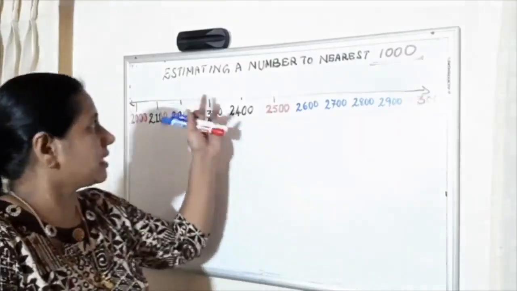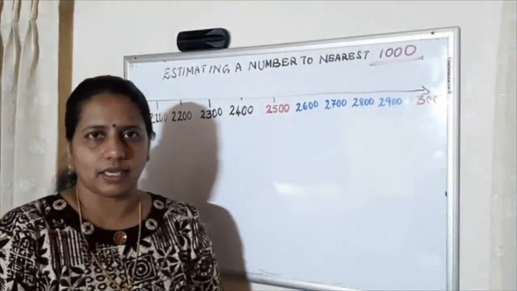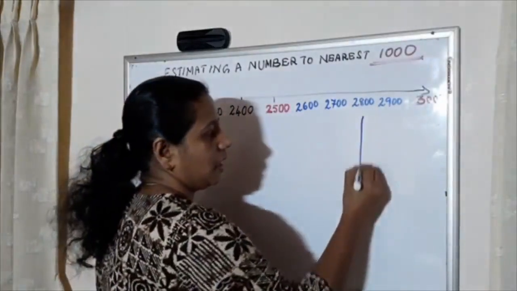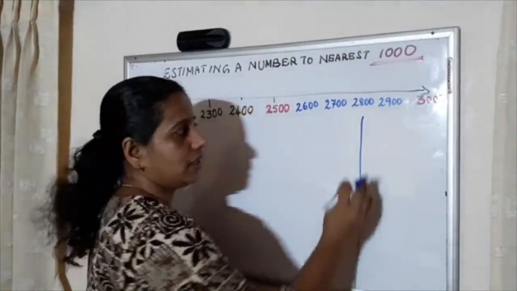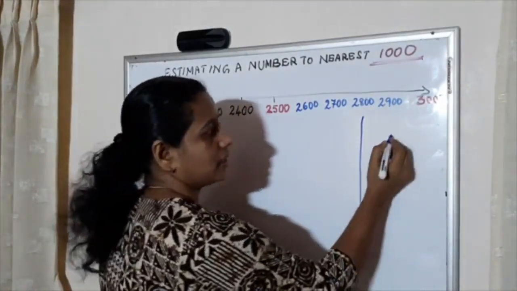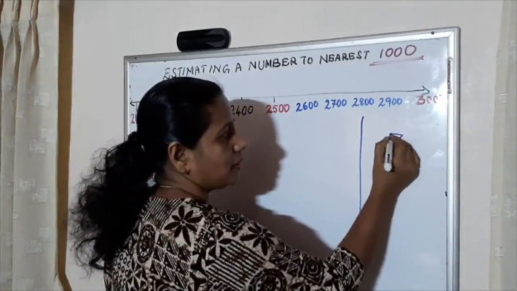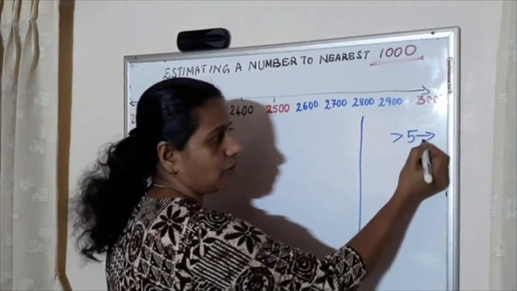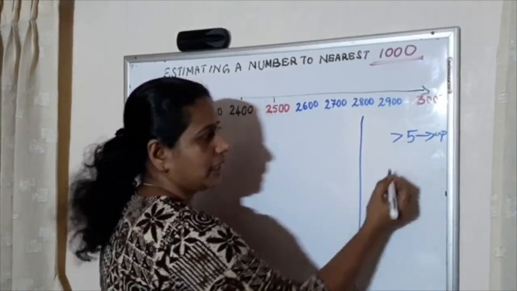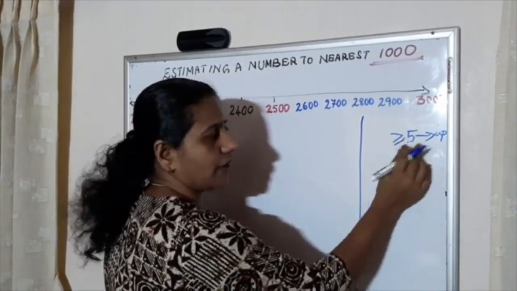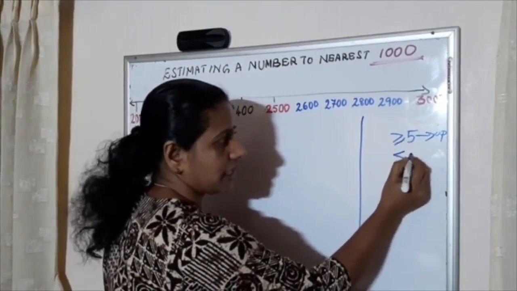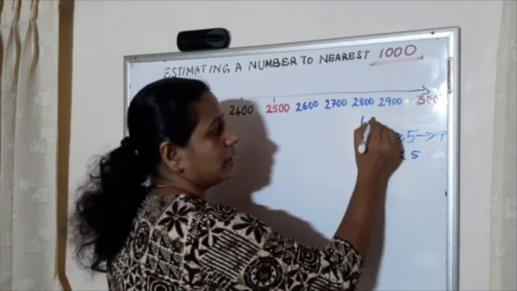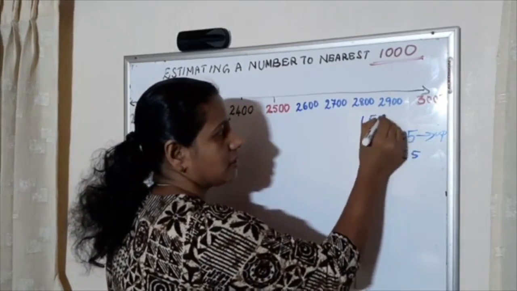Next, estimating a number to the nearest 1000. We have already studied how to estimate a number nearest to 10. That is, if the ones place is greater than or equal to 5, round up, and if it is less than 5, round down. That is estimating nearest 10.